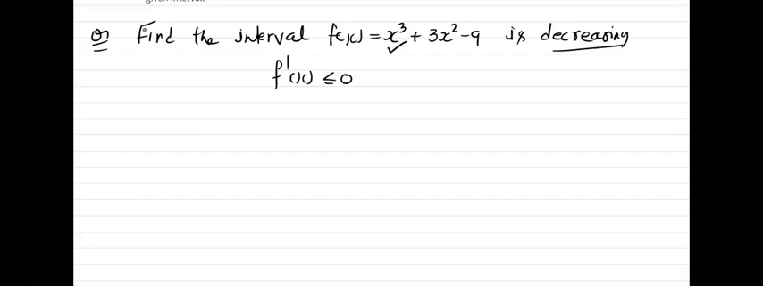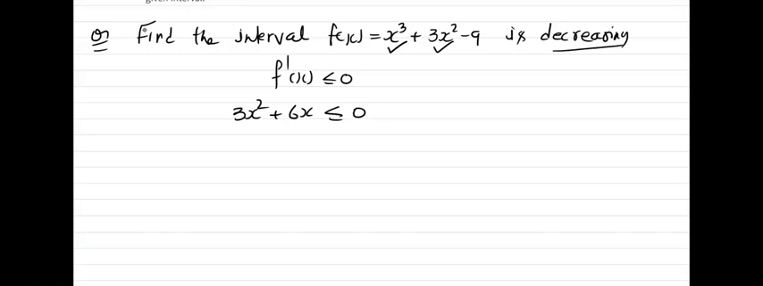x cube differentiation will be 3x square. 3x square differentiation, how much? 6x. And differentiation of 9 is 0. So 3x square plus 6x is less than or equal to 0. Is it making sense or not?